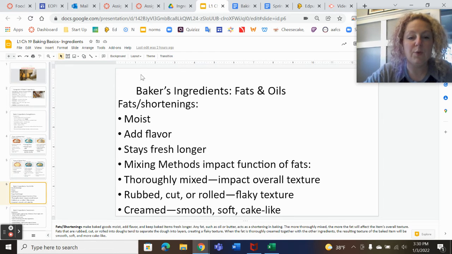So when it comes to fats and oils, they're not always exchangeable. Butter is your most common, then you're going to go with liquid oils. Margarine is acceptable in some baked goods, but not necessarily in all of them. You're not going to get the same product.